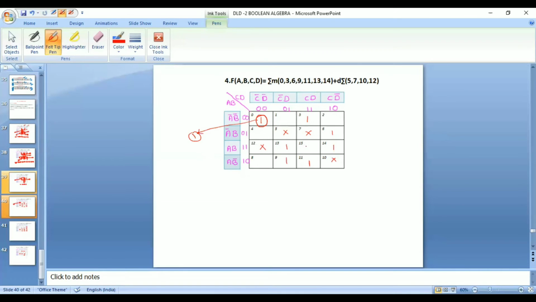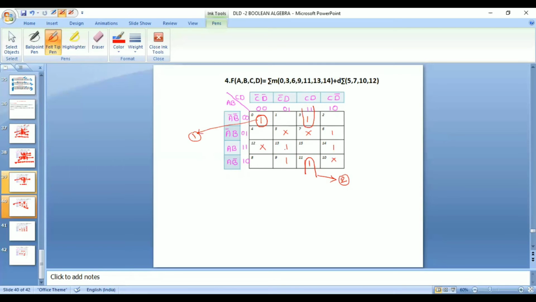And coming to the next one, observe this 3, 7, it is possible. But anyway, 3 and 11 min terms are available. So if min terms are available, then no need to go for the don't care condition. So the second one. Next, this 13 and 9.